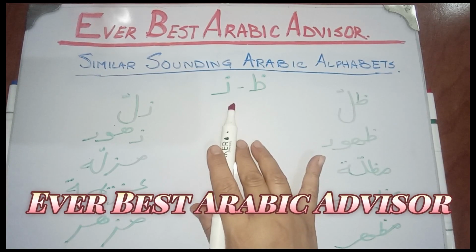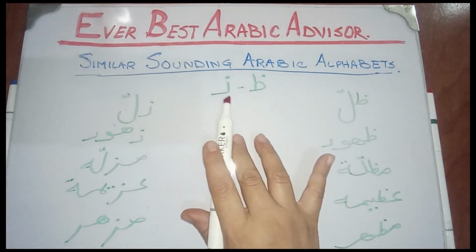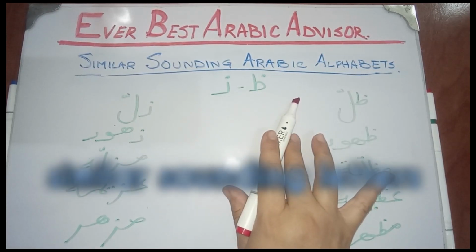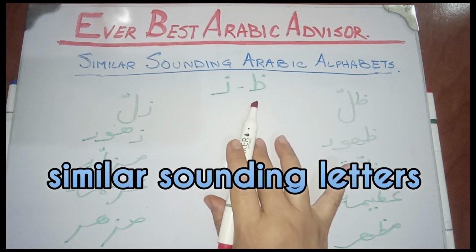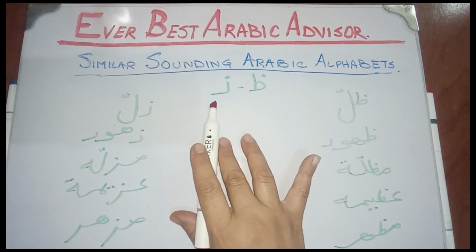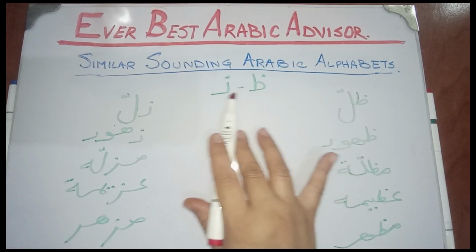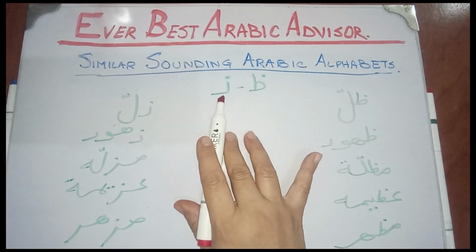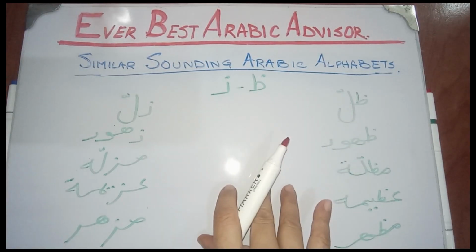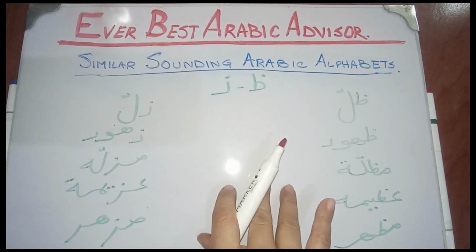We have started a series of learning the similar sounding Arabic alphabets. In this video, we will learn the difference between zo and za. Zo is a heavy letter, it makes a heavy sound, zo, zo. And za is a light letter, it makes a whistling sound, za, za. We write some words over here so you can learn the pronunciation through practice.